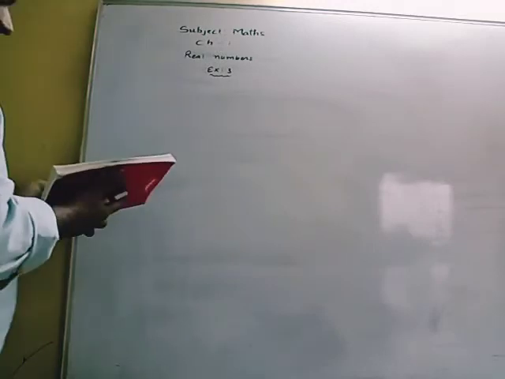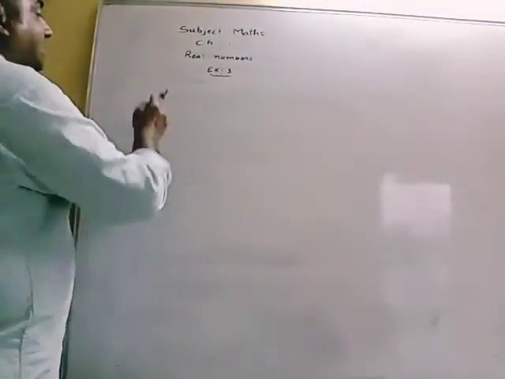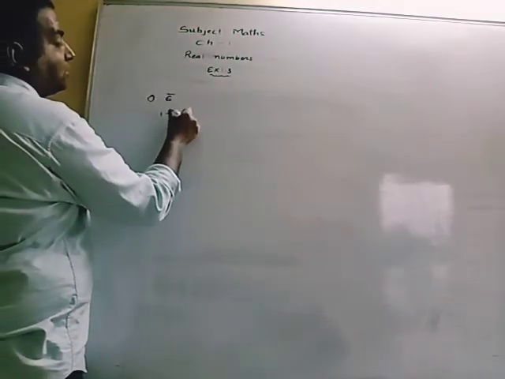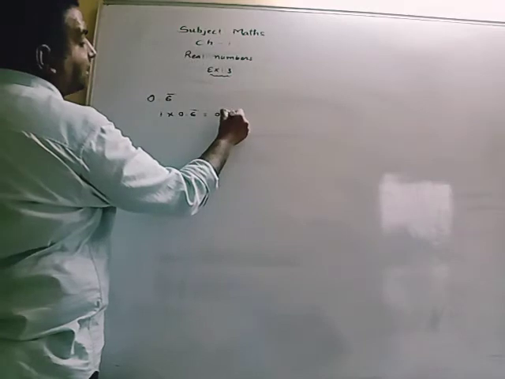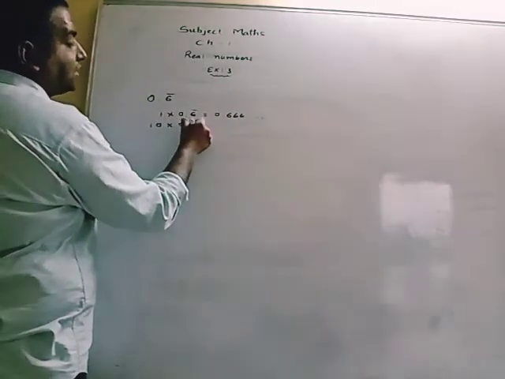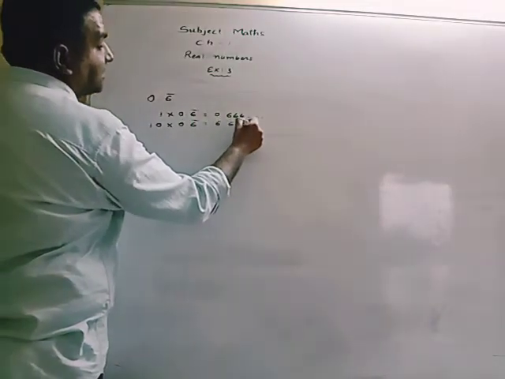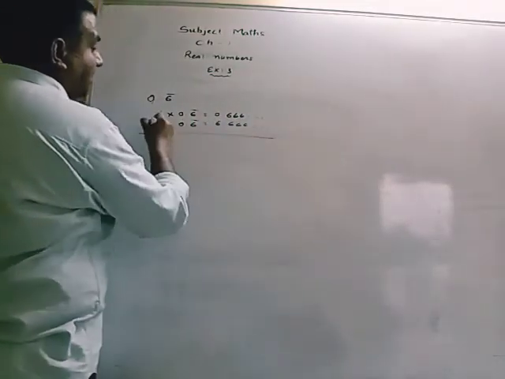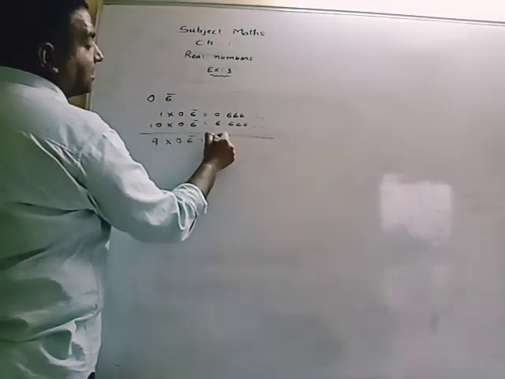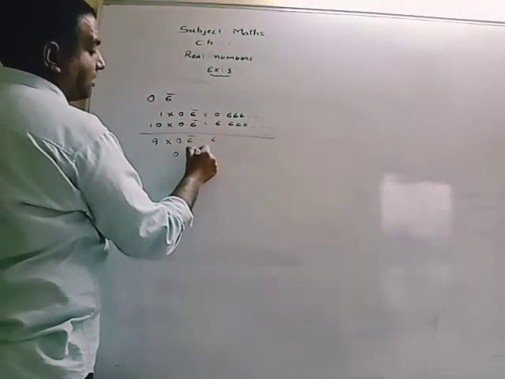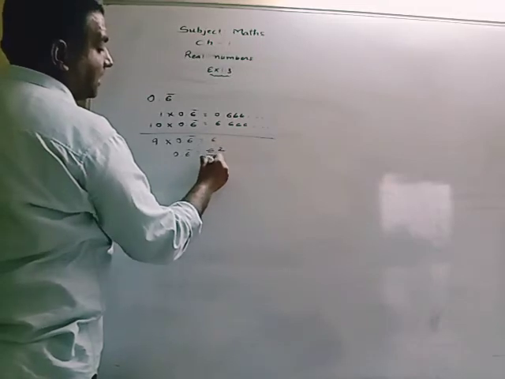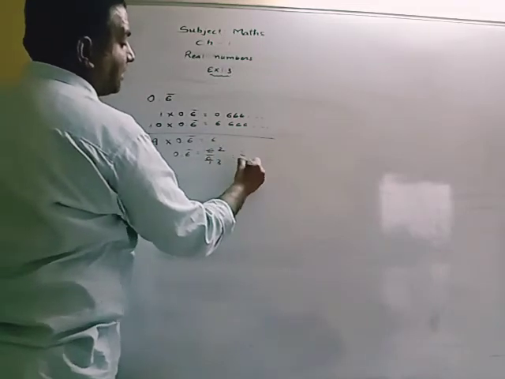Now we have question 3, write in p by q form. So the first one is 0.6 bar. So we can write 1 into 0.6 bar, which means 0.6666 goes on. So we move one digit back, then 10 into 0.6 bar is 6.6666 goes on. So we subtract them, then 10 minus 1, 9 into 0.6 bar is equal to 6, and so 0.6 bar equals 6 by 9, that is simplified. Then 2 3s are 6 and 3 3s are 9, so 2 by 3.